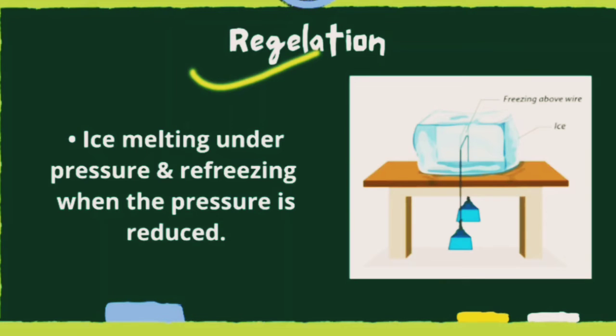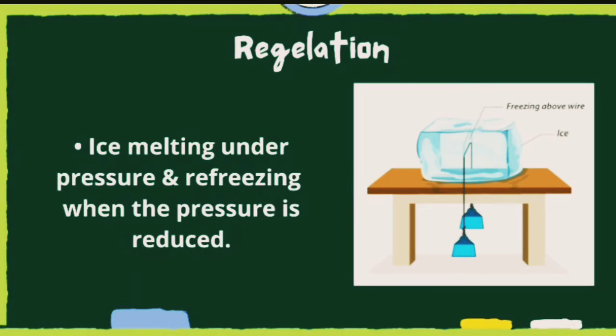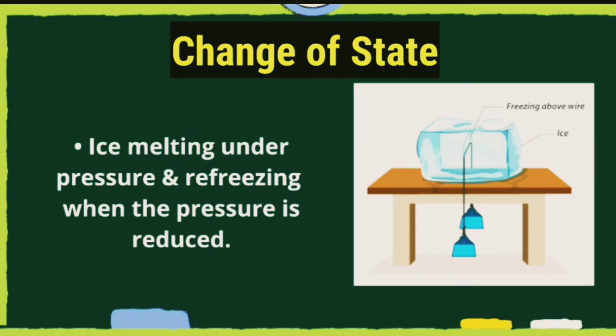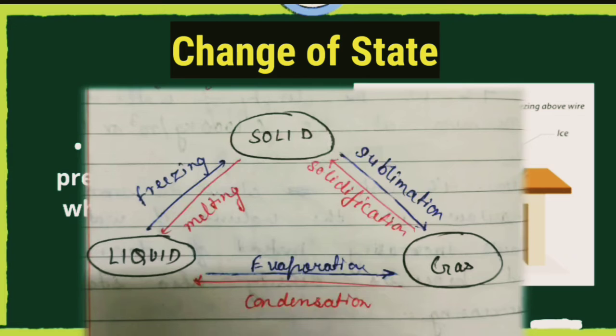Next topic is regelation. It is a phenomenon of ice melting under pressure and refreezing when the pressure is reduced. You can also see it in the given diagram. And there is one more important diagram, that is, change of state among solid, liquid and gas. You can see the given diagram on the screen.